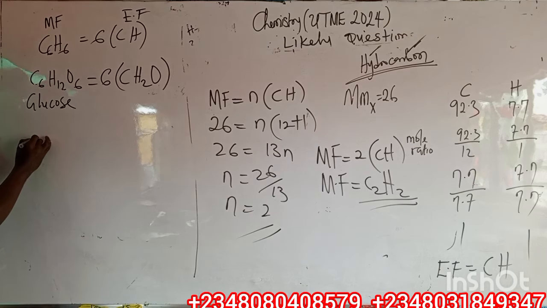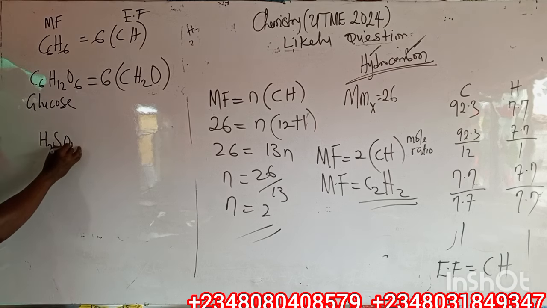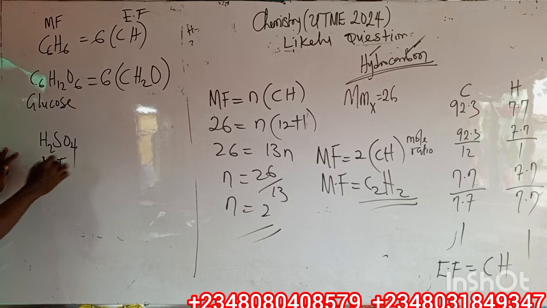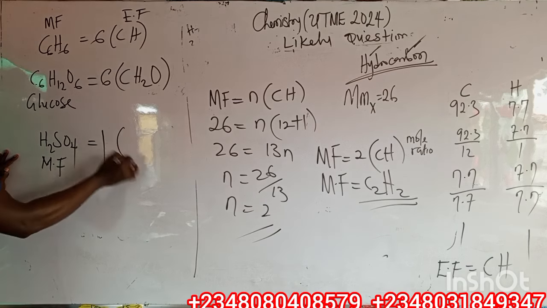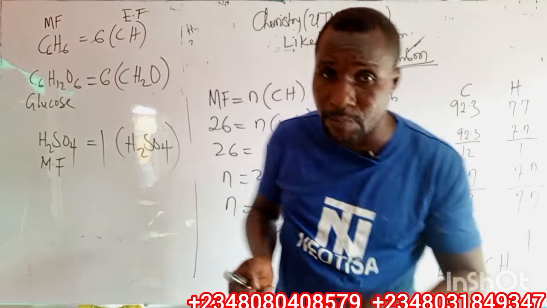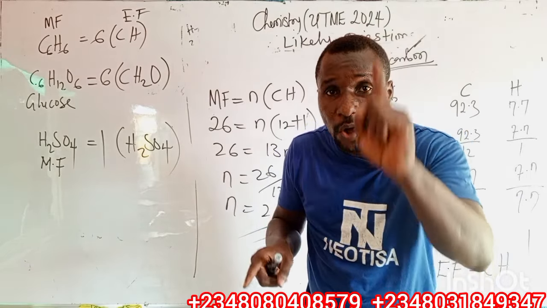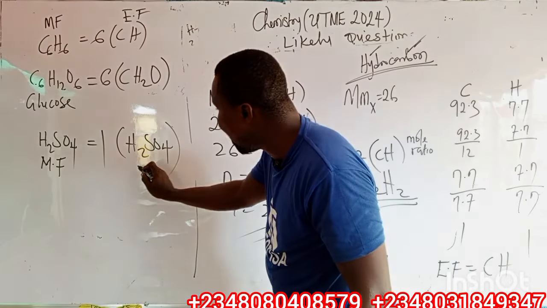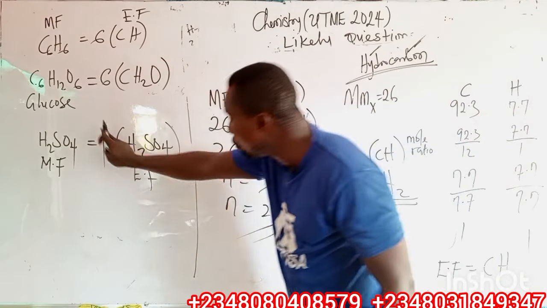But when you are in a case where you have something like H2SO4, this is the molecular formula of tetraoxosulfate(VI) acid. It's the same thing as the empirical formula. Why? Because they don't have anything in common except 1. They have only 1 in common. That means 1 is common to all, and what will you have left? H2SO4. So molecular formula and empirical formula can be the same if all the elements have 1 in common. H2SO4 is the molecular formula, and the empirical formula is also H2SO4. Why? Because they have 1 in common.